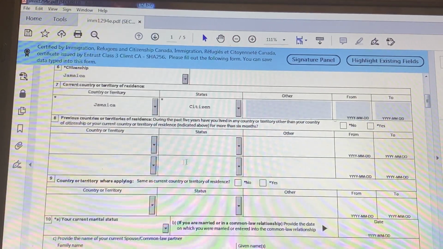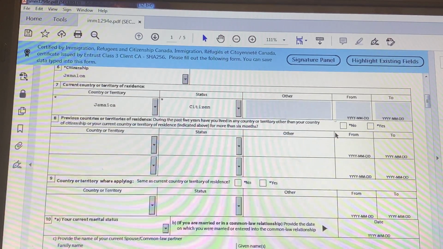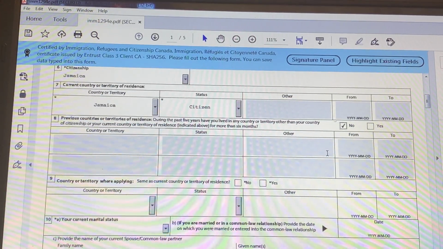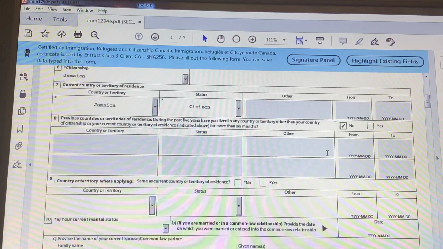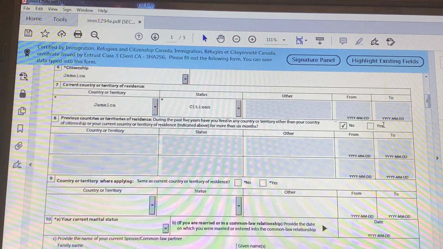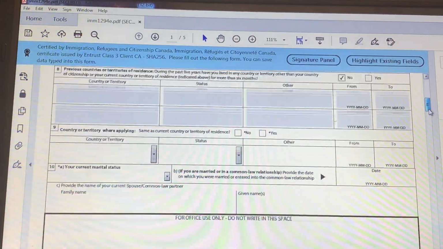But Mr. John Brown has never been anywhere else. He has no travel history. So we're just gonna select no, because he hasn't resided anywhere else. Alright? So of course when we select no, it blacks out all that other section.